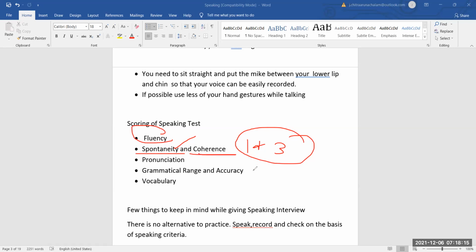And coherence is nothing but whatever you speak, it must have clarity, it must be logical, and it must be organized. That's very important, especially when you deal with the second part. We cannot just clutter the information here and there. Whatever we speak, it must be organized.